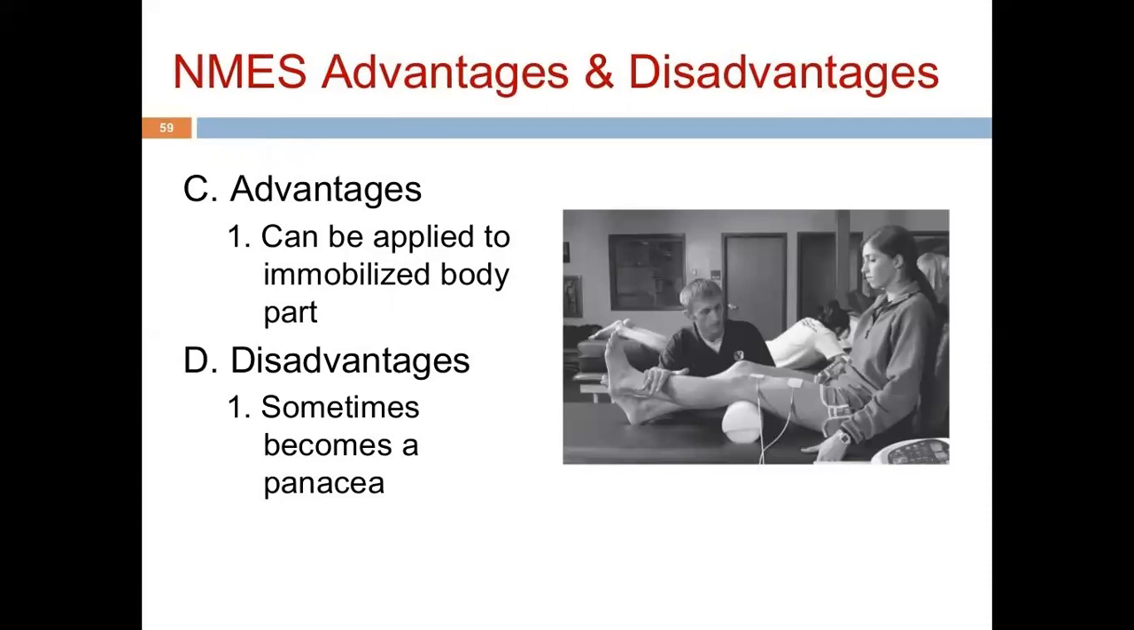The advantage and disadvantage of NMES: the advantage is that it can be applied to an immobilized body part. The disadvantage is that it sometimes becomes a panniculitis.